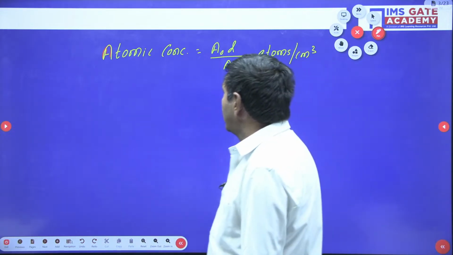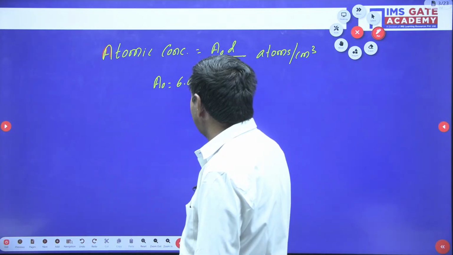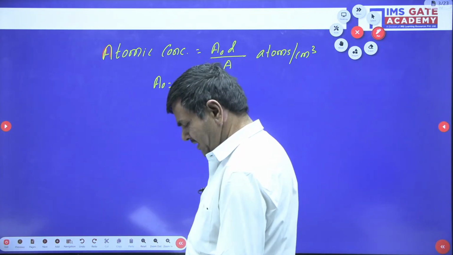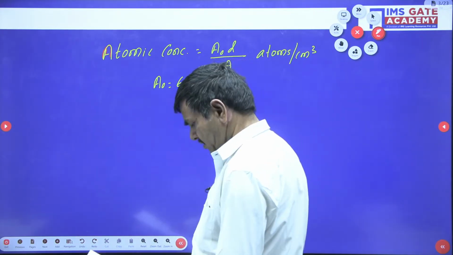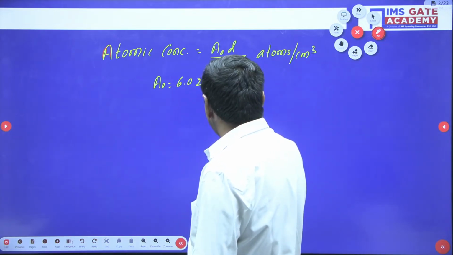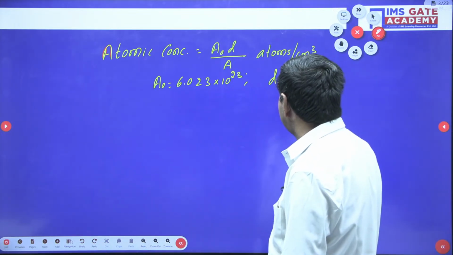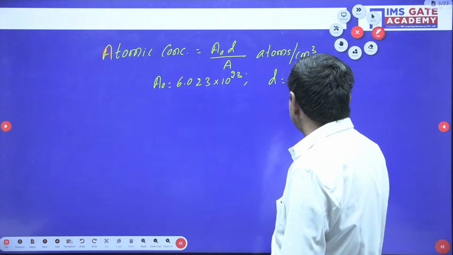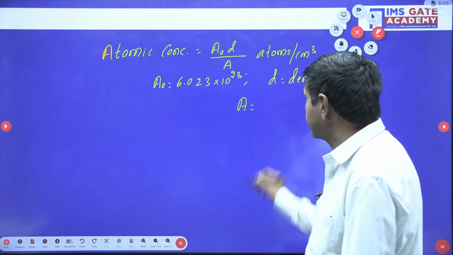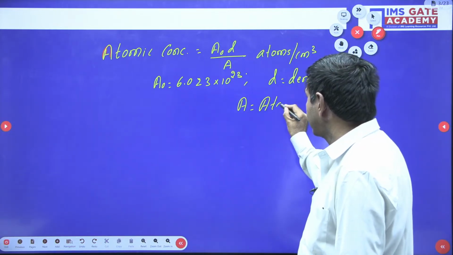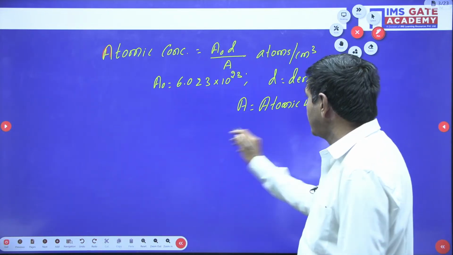A naught is a fixed value, 6.023 into 10 power 23, the Avogadro number. D is the density, I said already, and A is nothing but the atomic weight. The information is already given to you.